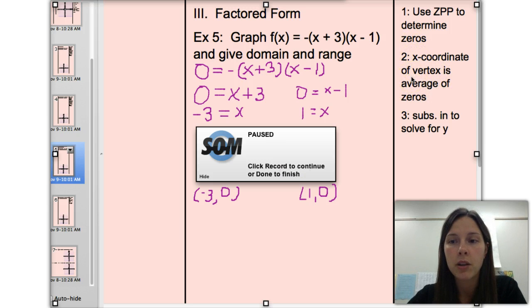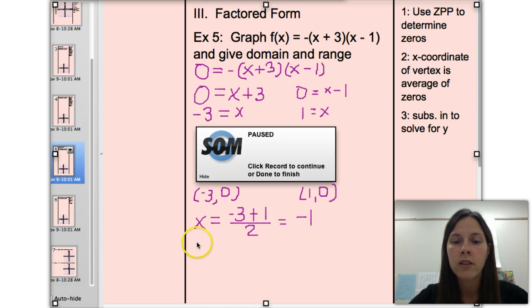You cannot graph a parabola without the vertex. The vertex gives you the turning point of the graph. It's the most important part of the parabola. What's nice for the factored form is that you can just average those zeros you just found to get your axis of symmetry, or the x-coordinate of your vertex. Now take the zeros you actually found, not the values that you see when they're in the equation. So -3 plus 1 all over 2 gives us -2 divided by 2, or -1. So that's the x-coordinate of the vertex.